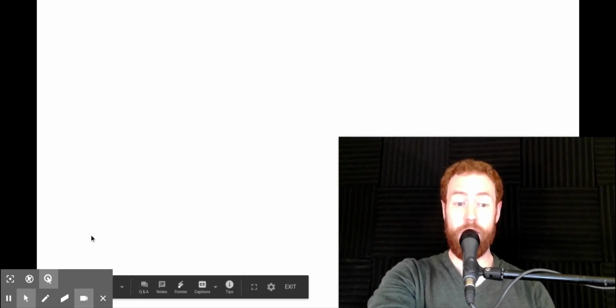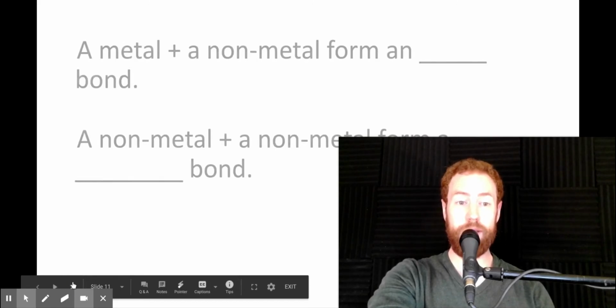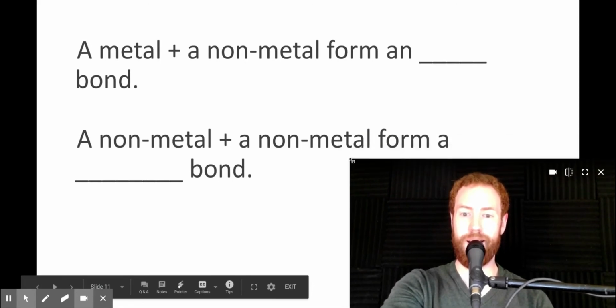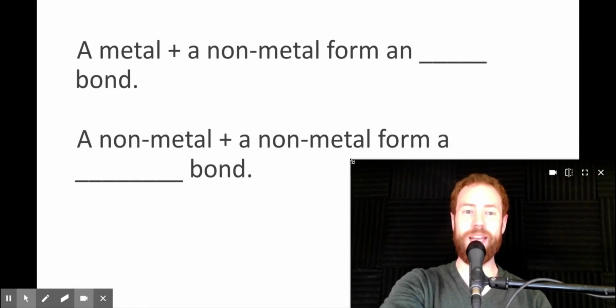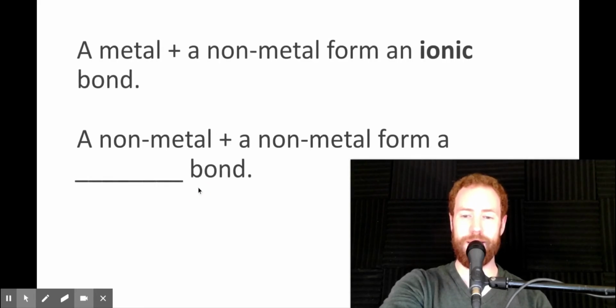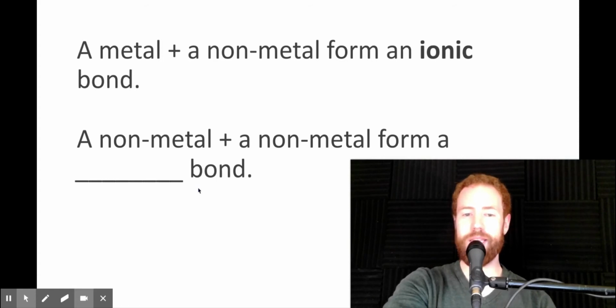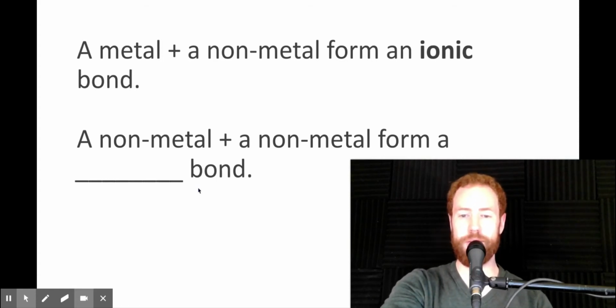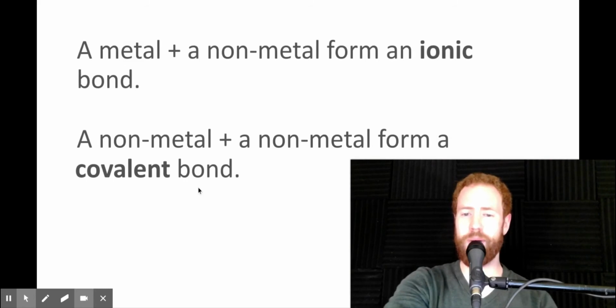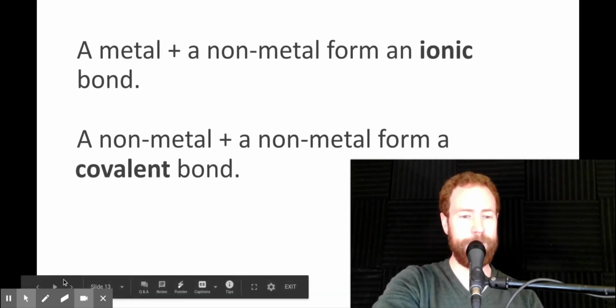So, first of all, if we have a metal and a nonmetal forming a bond, what kind of bond is that going to form? That's right, everybody. That's going to form an ionic bond. Good job. Now, what if you have a nonmetal and another nonmetal trying to form a bond? What kind of bond is that going to form? That's right, a covalent bond. Well done, everybody.